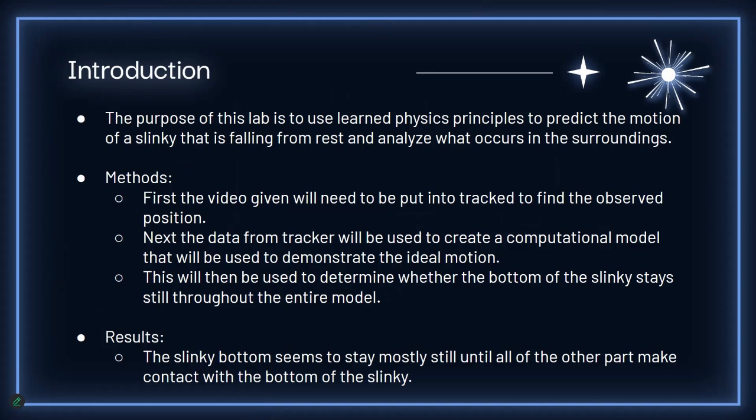The methods for this lab were to first use the video given and import it into Tracker to be able to find the observed position as well as other things that may be needed. Next, we use the data we collect from Tracker and put it into GlowScript to create a computational model that will be used to determine the ideal motion. With these two, we will then compare them to determine whether the bottom of the slinky stays still throughout the entire model. The results end up being that the slinky bottom seems to stay mostly still until all of the other parts make contact with the bottom of the slinky, forcing it down.